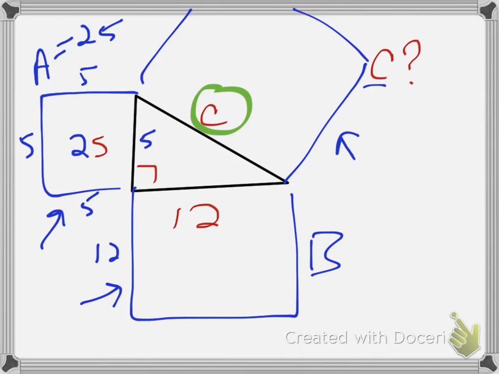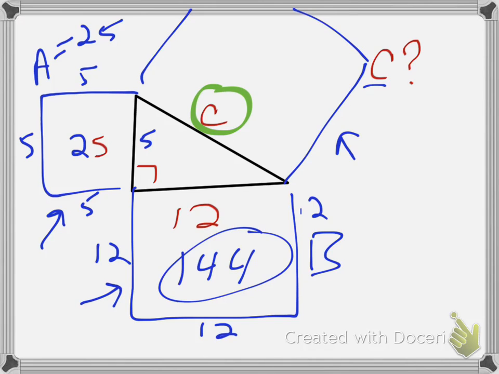And if all the sides on this one are 12, then the area of it is 144. Alright, so, sorry I got interrupted again. So we found the area of both those boxes. So to find C, we have to add A plus B. So 25 plus 144 is 169.